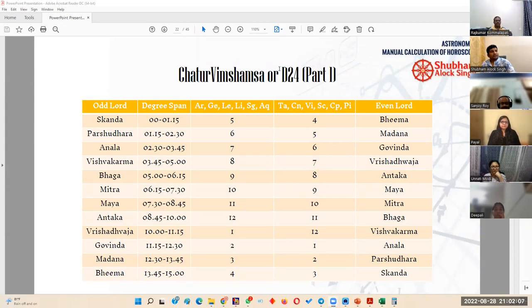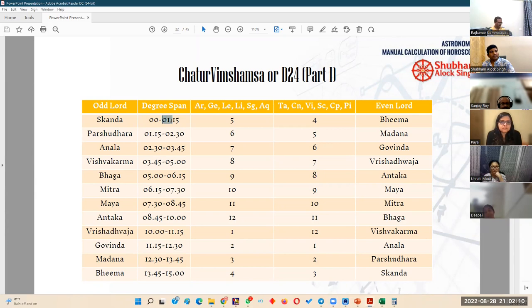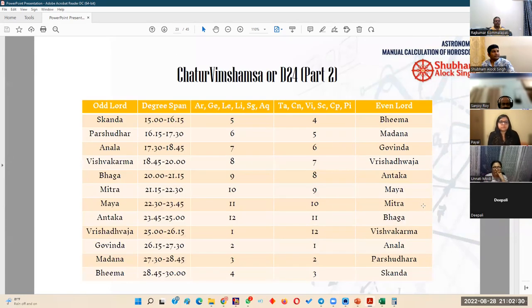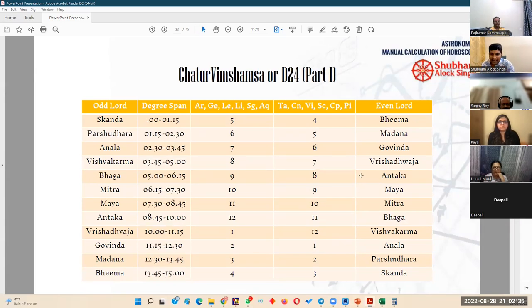D24: one Rashi is divided into 24 parts, each part being 1 degree 15 minutes. For the male Rashis, D24 starts from Leo, and for the female Rashis, the calculation of D24 starts from Cancer. In D24, once again, the lords are a little bit different. I have done something with these D24 lords. What I have written here is somehow different from the lords of D24 that are technically taken by everyone. So from my experience and with my interpretation, I have tweaked it a bit. So be careful about it.